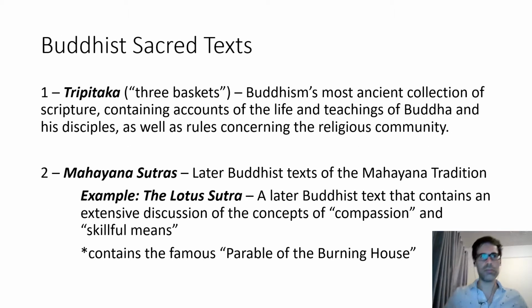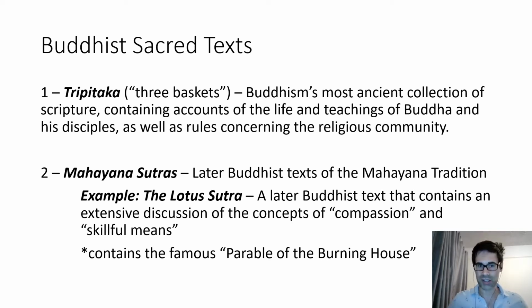Now, like with Hinduism, there is no central Buddhist Bible, and there are so many different schools of thought and subsects that we really can't cover all of the major sacred texts. So for the purpose of this class, we're going to primarily reference two different types of texts: the Tripitaka and a number of Mahayana sutras, in particular the Lotus Sutra.